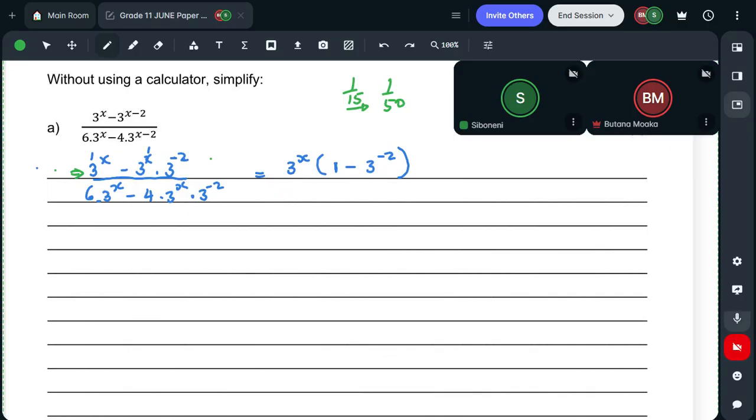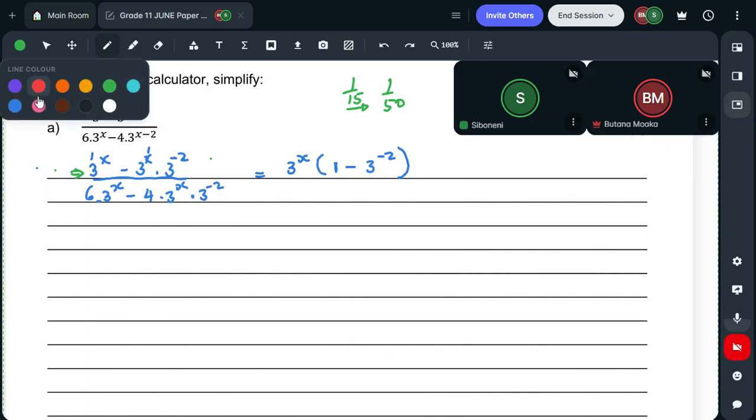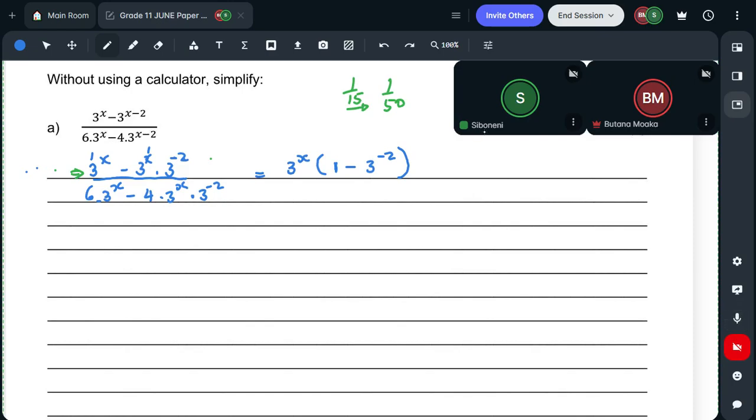Right. Let's continue working on this. Let me see what I have here. I'm just going to take out the common factor even on the bottom. This is 3 to the x into 6 minus 4 times 3 to the minus 2. So the 3 to the x cancels. The top part will be 1 minus 3 to the power minus 2, which is 1 minus 3 squared, which is 1 over 9. And then divide this by 6 minus 4 over 9.